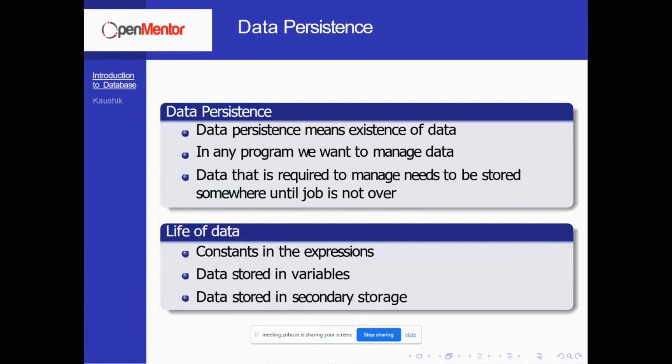And there is certain data which is stored in the secondary storage. Constants and variables are only stored during the program execution. Once the program execution is over, you will not be able to access these variables. But if you store the data in a physical file, the physical file means disk, okay, your hard disk. Hard disk is nothing but your secondary storage. So the data can be a constant, a variable, or permanent storage, that is, on the hard disk.